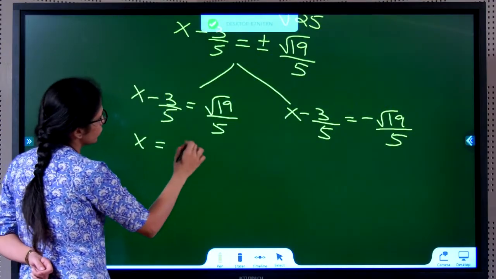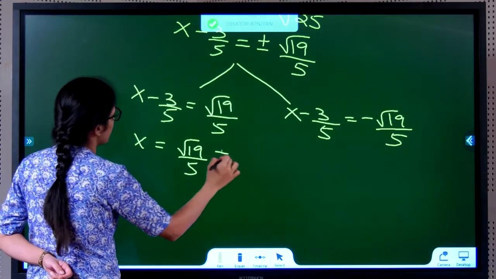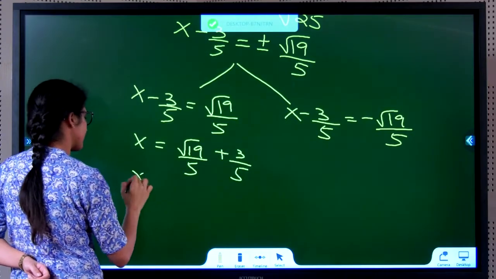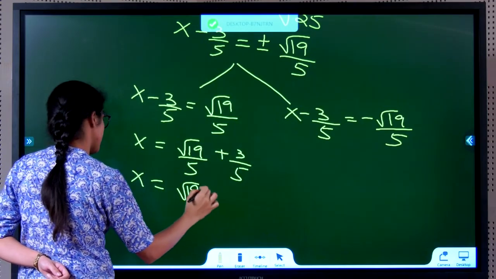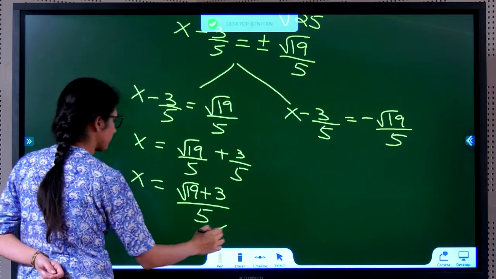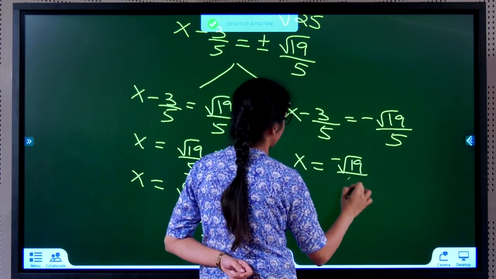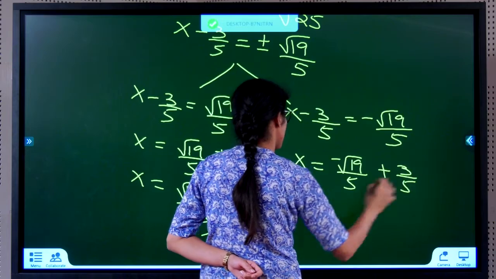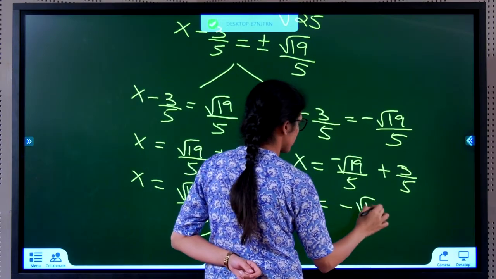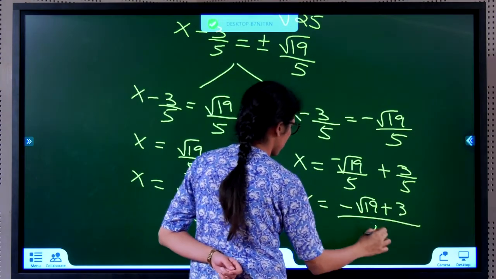x is equal to root 19 by 5 plus 3 by 5. The x is equal to root 19 plus 3 by 5. And here x is equal to minus root 19 by 5 plus 3 by 5. x is equal to minus root 19 plus 3, the whole thing by 5.